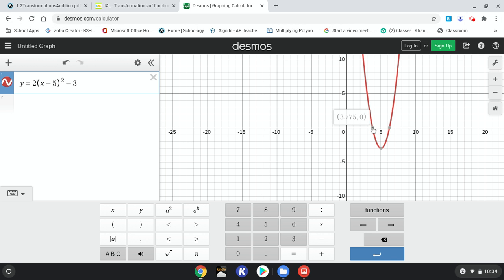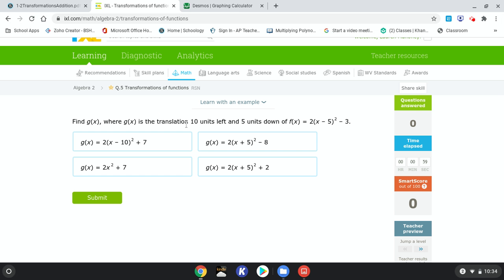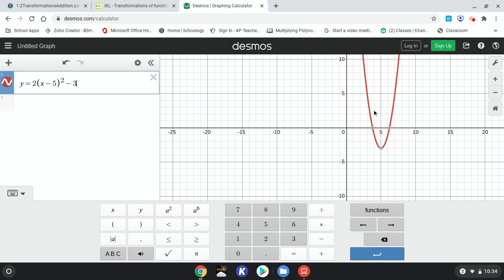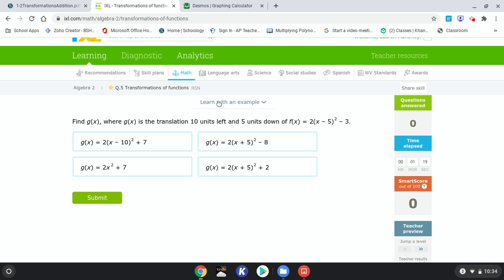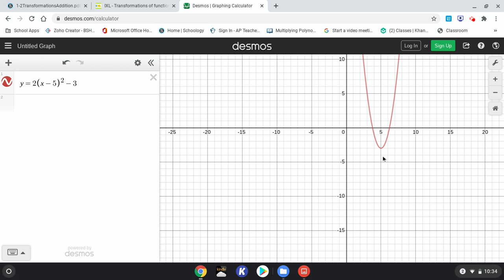Well, since I have my graphs up here, let's go ahead and put this in here. So we have 2 times x minus 5 squared minus 3. Y equals 2 times x minus 5 squared, and then minus 3. So I am taking this graph, and notice that you have the dots here. You can actually hover over top of those and see them. And I am shifting it 10 units to the left and 5 units down.